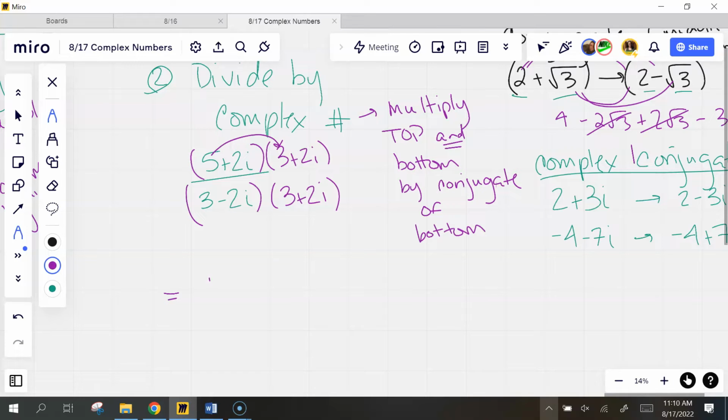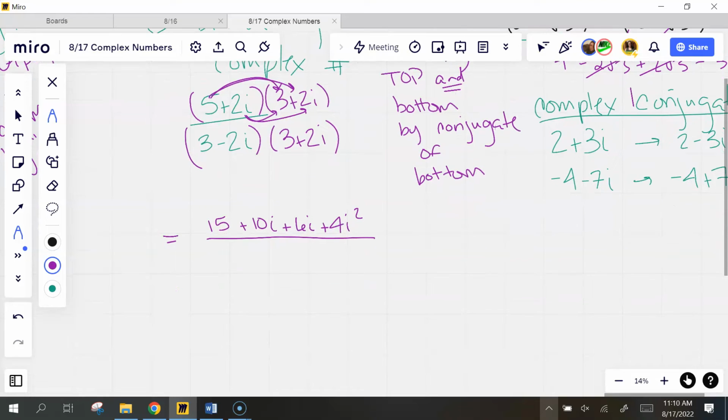5 times 3 is 15. 5 times 2i. 2i times 3. 2i times 2i, 4i squared. On the bottom now, this is where the magic should happen. I shouldn't have any i's in the bottom once I get it simplified. 3 times 3. 3 times 2i. Negative 2i times 3. Negative 2i times 2i, squared. Okay? Magic.